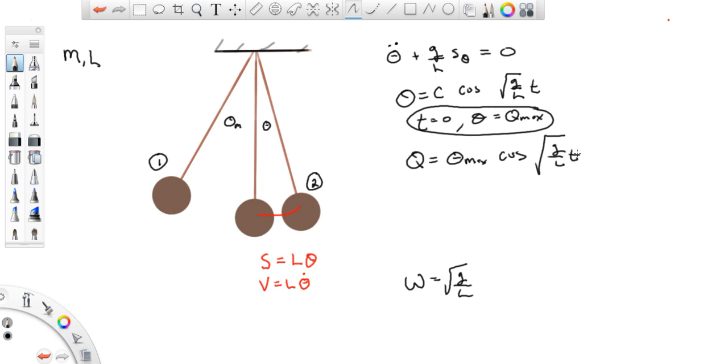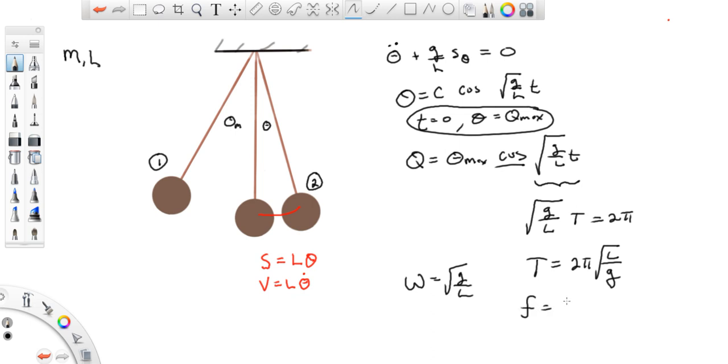And again, to get the period of motion, when this cycles through 2 pi, then the cosine function goes through one cycle, meaning that this object will do this and back again. So that means that root g over L times the period is equal to 2 pi. Pretty easy to solve that. So the period is 2 pi root L over g. And the frequency is 1 over the period.